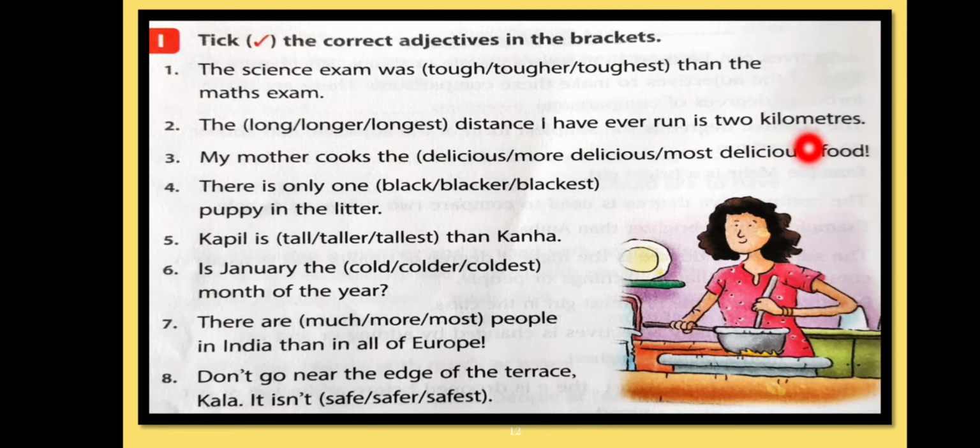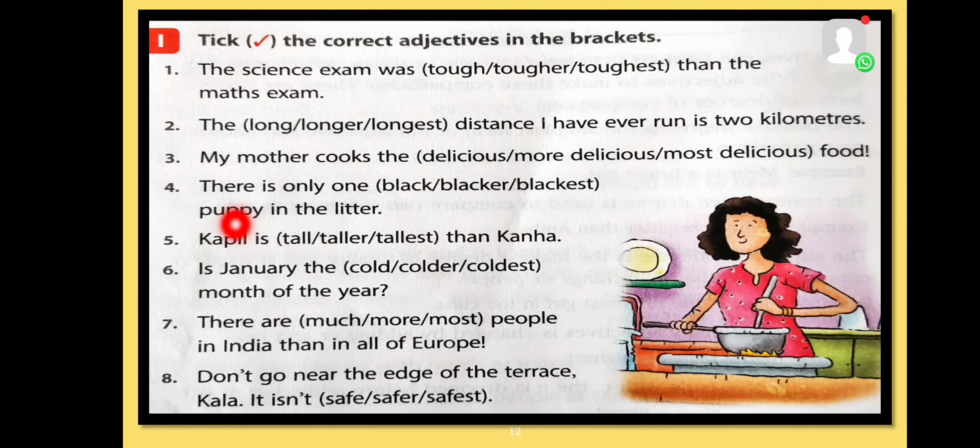Then the third question, my mother cooks the delicious or more delicious or most delicious food. So here it's an exclamatory sentence, and you can get the keyword the. So that means here the mother cooks the most delicious food. The is used to give you the clue that it's a superlative degree.